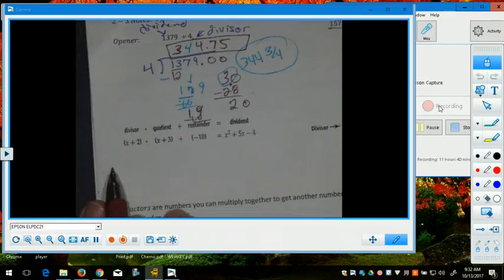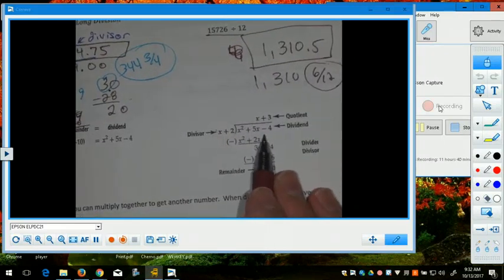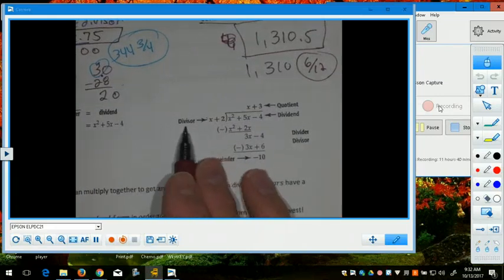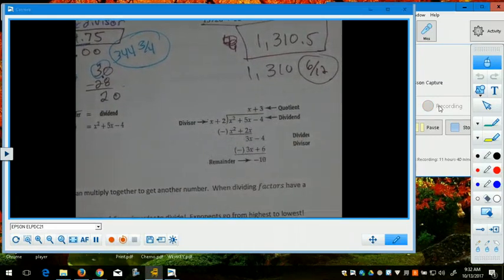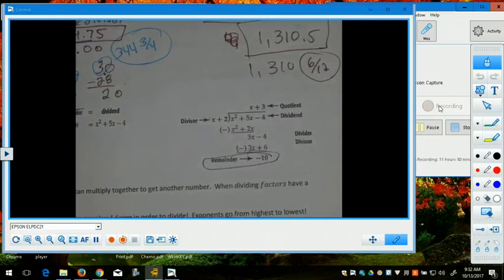All right, so on here we see that when we're dividing a problem like this, the number that we're dividing is called the dividend. The divisor is what we're dividing out of it. And then the answer is the quotient. Okay? And we can have a remainder. We'll deal with that in a minute. We're going to be doing some that don't have a remainder.